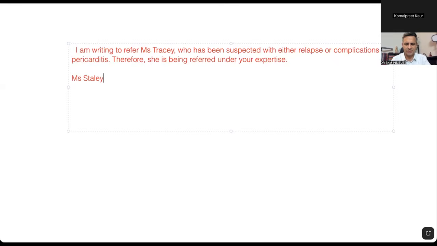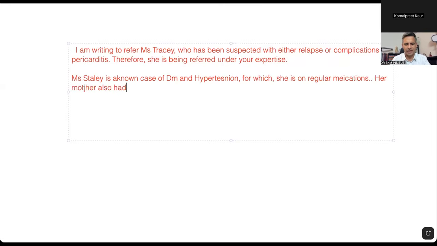Mrs. Stanley or whatever the name is, a known case of diabetes mellitus and hypertension for which she is on regular medication. This is the data you would require. She is on regular medications. This is the overall letter that you want to write. Also, her mother also had history of hypertension and diabetes mellitus, but again, it is not important. Still, I am writing it just for that. Even if you write it, one line will not make any difference. Then on 23rd August, this was the main data, 2019. That is how you write. If you want to write exact, that is how you write.